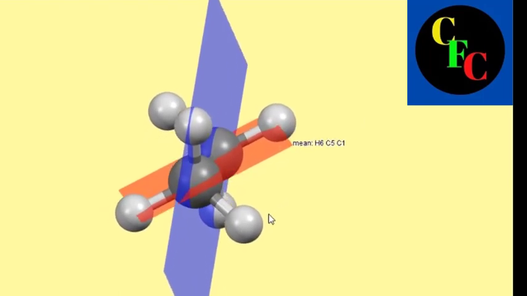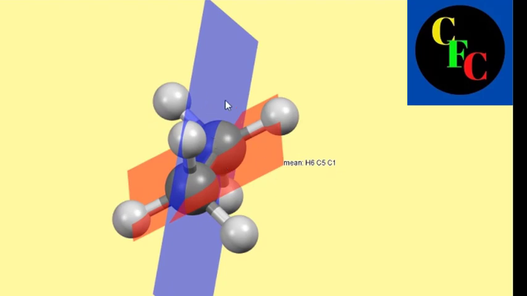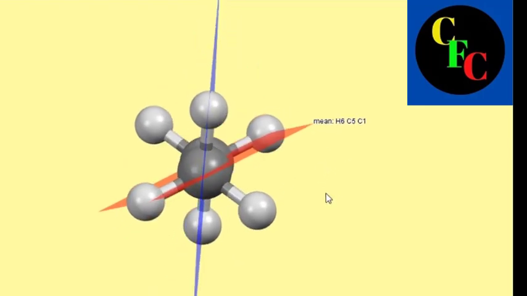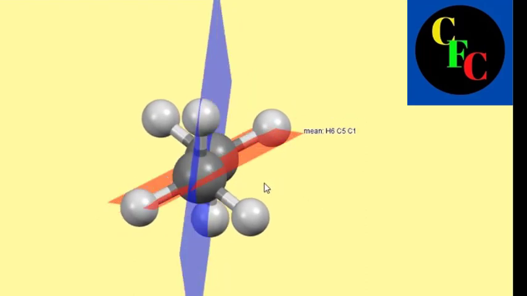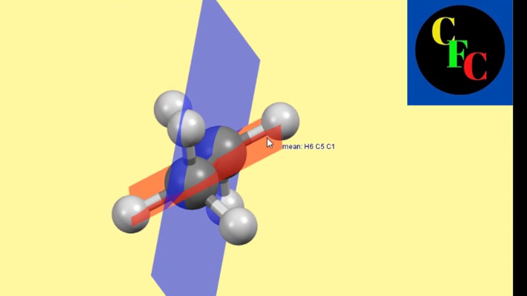The angle between these two planes, the smallest angle between these two planes, is the dihedral angle. Here you can see it's 60 degrees. So this is our dihedral planes, and this angle is defined as the dihedral angle.